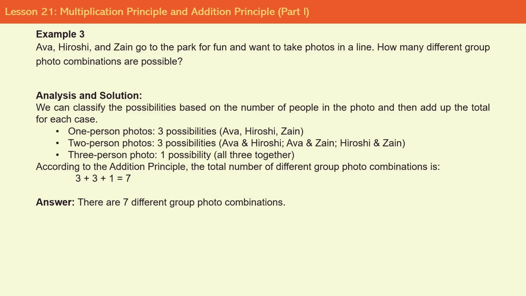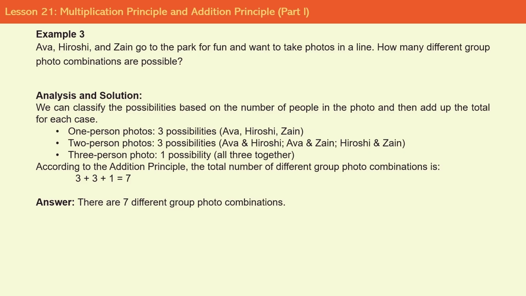We can classify the possibilities based on the number of people in the photo and then add up the total for each case. One-person photos have 3 possibilities: Ava, Hiroshi, Zion. Two-person photos have three possibilities: Ava and Hiroshi, Ava and Zion, Hiroshi and Zion. Three-person photo has one possibility, that is all three together.